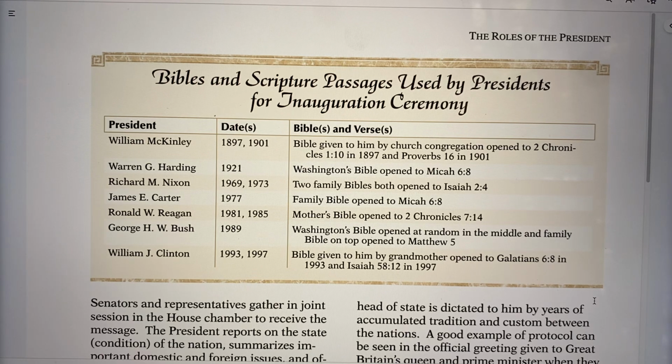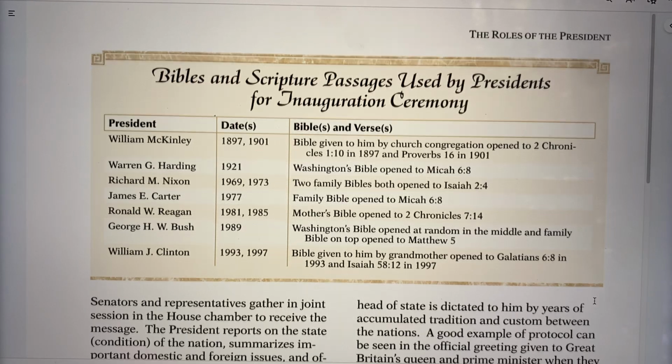If my people who are called by my name will humble themselves and pray, turn from their wicked ways, that is the scripture that God will show up in the midst. So 2 Chronicles 7:14, and that's what Ronald Reagan used.